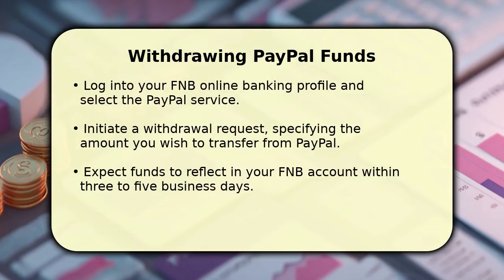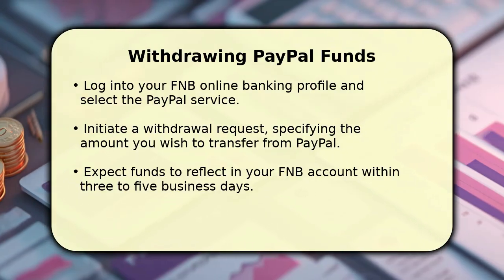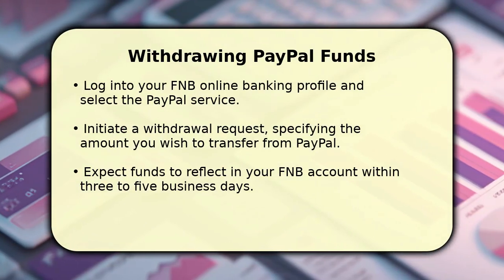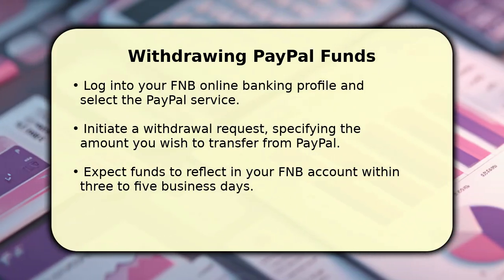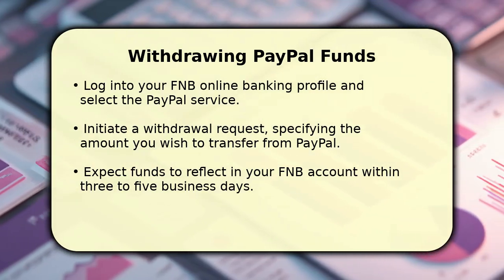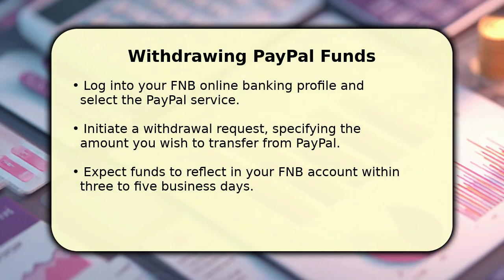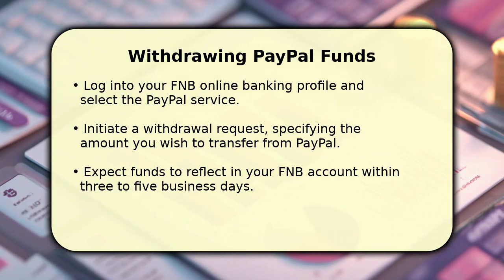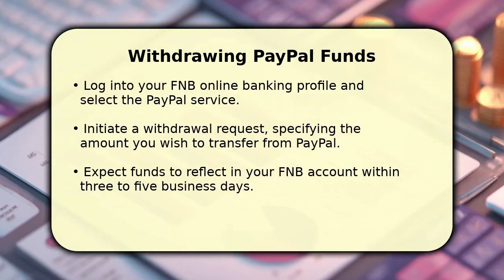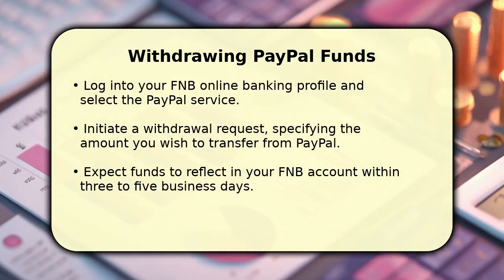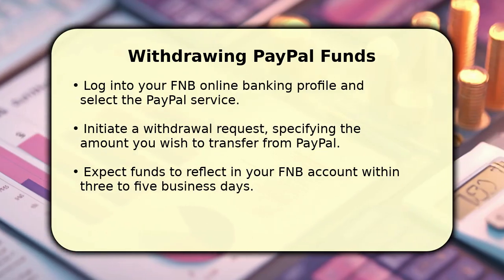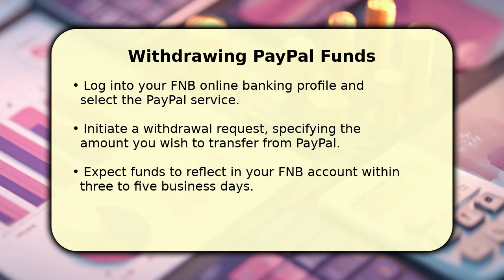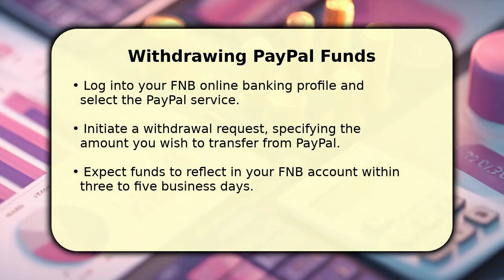Once your FNB account is linked, withdrawing funds from PayPal is straightforward. Log into your FNB online banking and navigate to the PayPal Services section. From there, you can request a withdrawal, specifying the exact amount you wish to transfer. Be aware of the applicable foreign exchange rates and any associated FNB fees, which are usually a small percentage of the transaction. Funds typically appear in your FNB account within 3 to 5 business days.